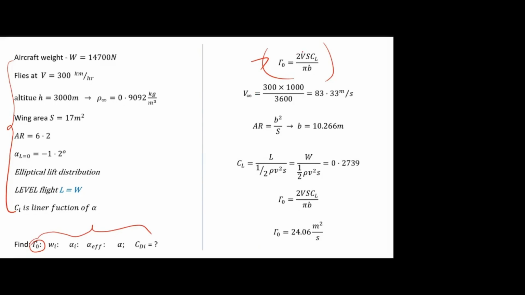In that, what we need is the velocity. It is given in kilometer per hour, but we have to convert that into meter per second. Area is given, 17 meter square. Then CL is not known, we have to find it. Span we need, but they gave the aspect ratio, and we know aspect ratio is equal to b square by S. S is known, 17. So from that we can find b. From the aspect ratio and the area, we find b as 10.226 meter.